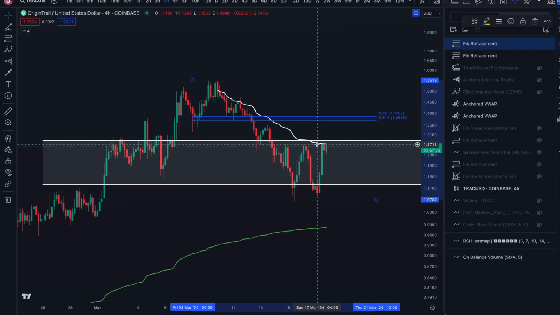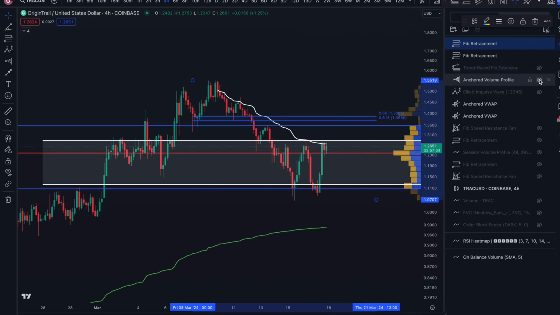If you break this area, which is where we are now, $1.27 or $1.30, that would be your first flip of the downwards resistance, and that would be a first sign of strength. And then obviously breaking that would be another sign of strength.